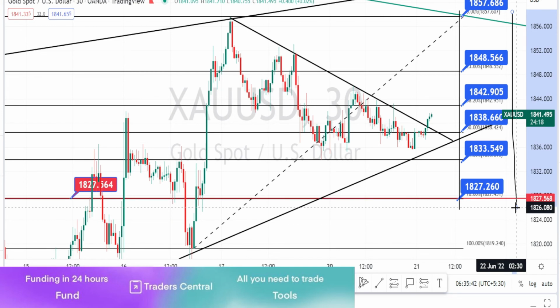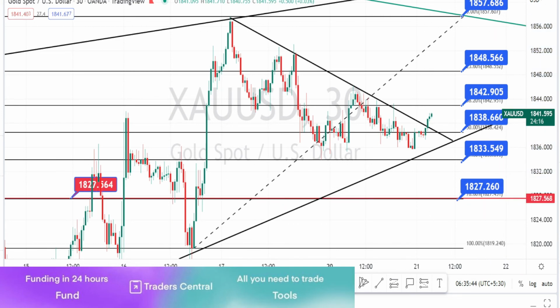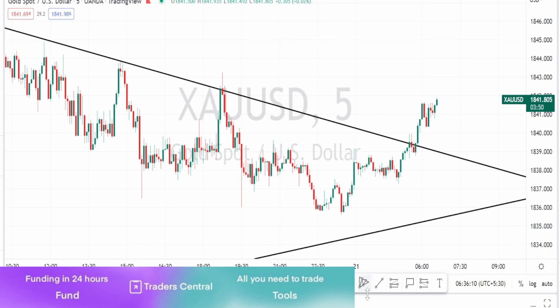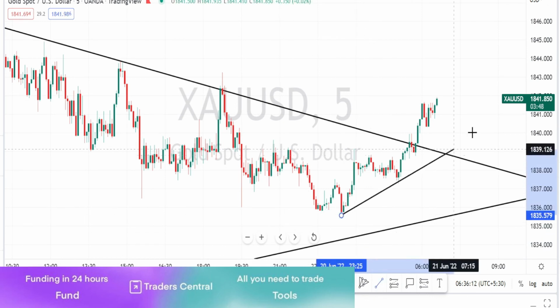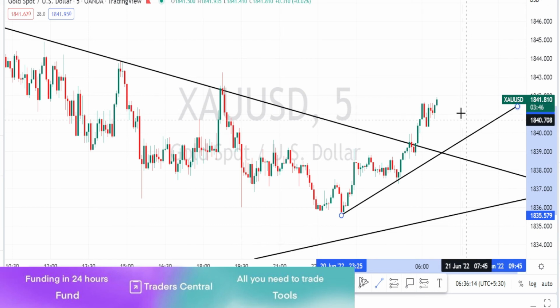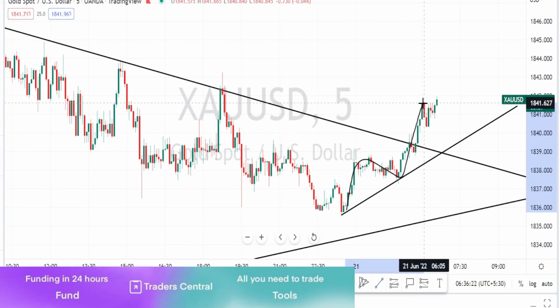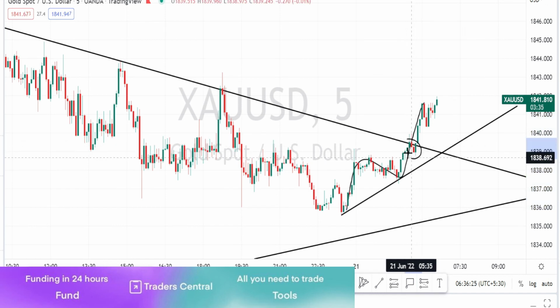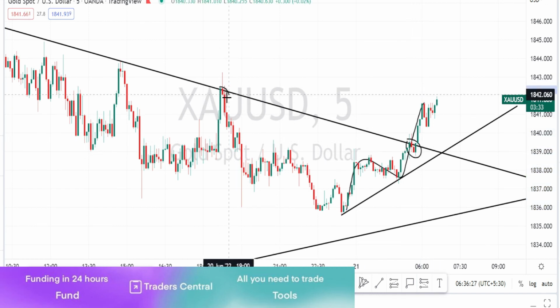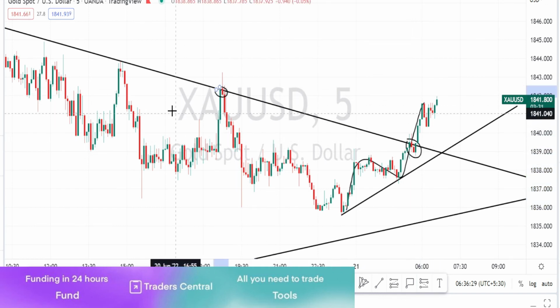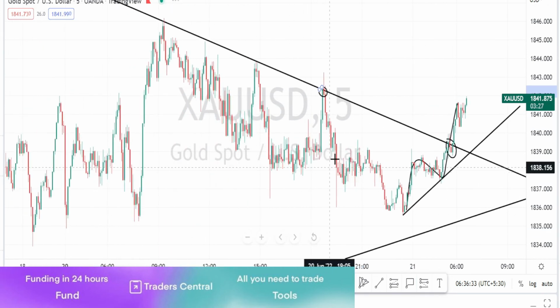Let us do the analysis in 5 minutes time frame. I am in 5 minutes time frame. Again in 5 minutes time frame also I am drawing a trend line or a support line. So currently we have noticed a price action to trend on a bullish side, breaking this resistance line from the 30 minutes time frame. It is a confirmation on the bullish trend reversal in 5 minutes time frame.